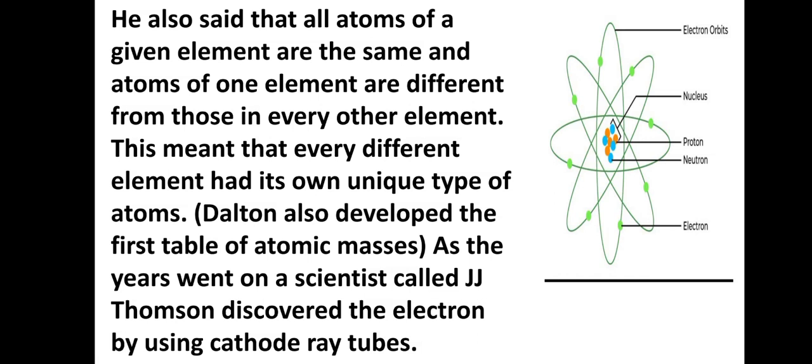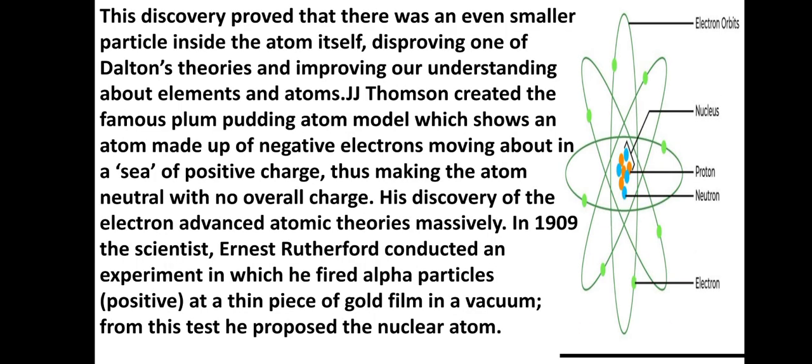As the years went on, a scientist called J.J. Thomson discovered the electron by using cathode ray tubes. The discovery proved that there was an even smaller particle inside the atom itself, disproving one of Dalton's theories and improving our understanding about elements and atoms.